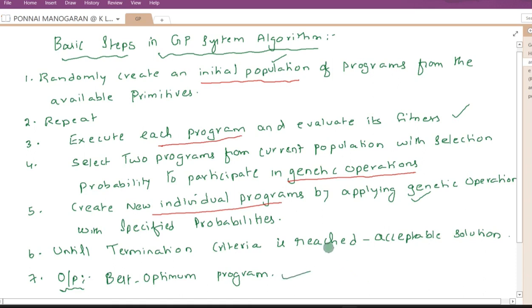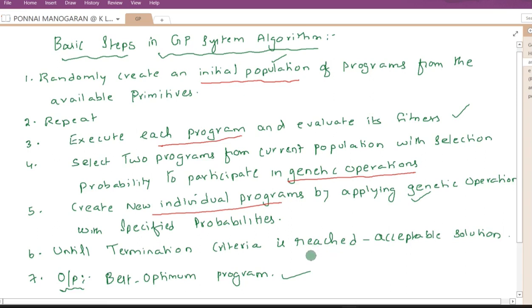Okay, optimum program. The main advantage in genetic programming is you need not know the mathematical modeling of the program. That is a specialty. The only thing is you need to define the primitives. What are the primitives that are allowed for the application program? Once it is allowed, the rest will be taken care of by the genetic programming.